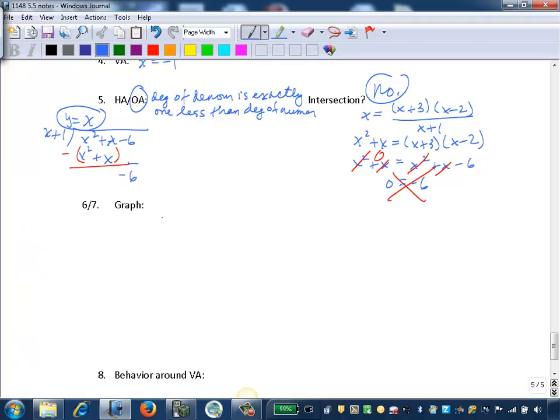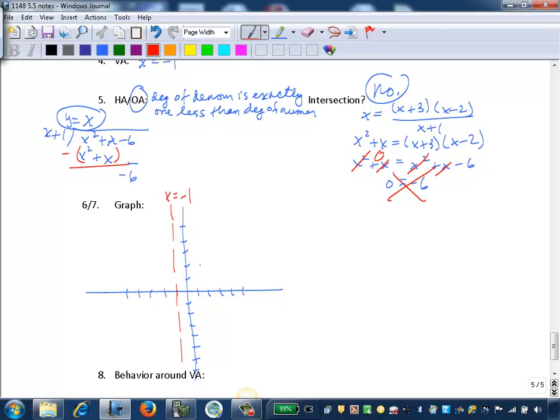So we can make our graph now. We have a y-intercept of negative 6, so we need to go down to negative 6, at least. Okay, so let's sketch the asymptotes first. We have a vertical asymptote at x equals negative 1. And then we've got that oblique asymptote at y equals x.